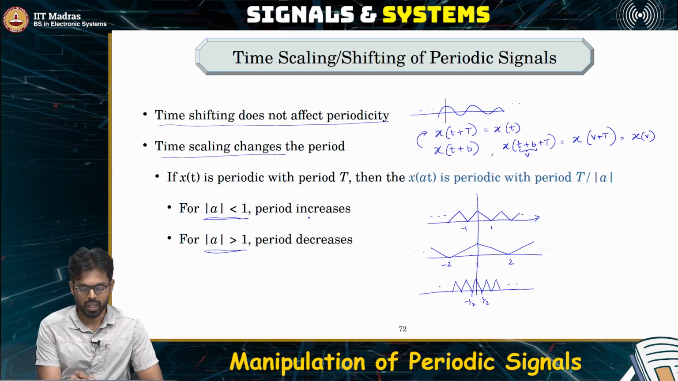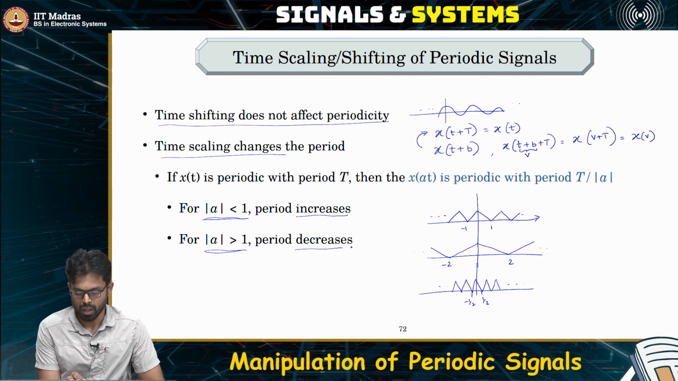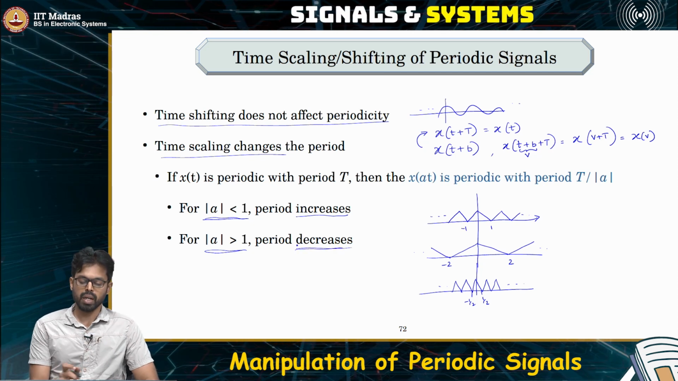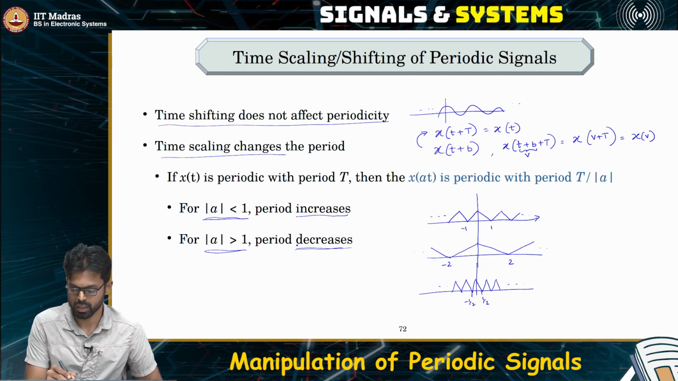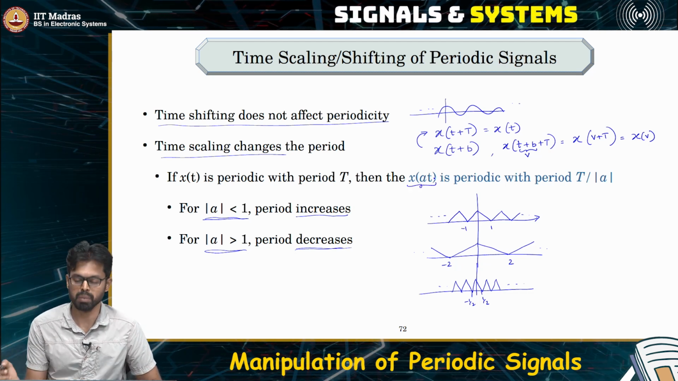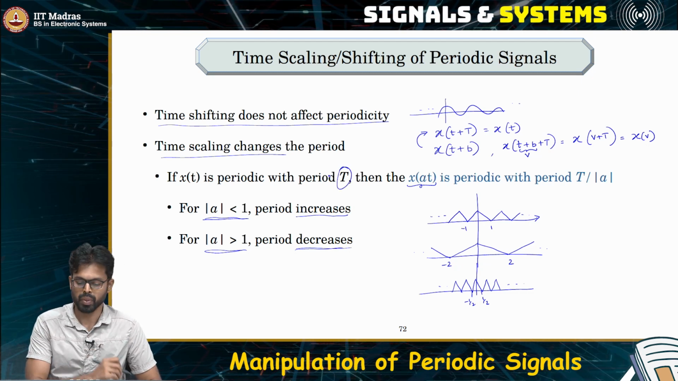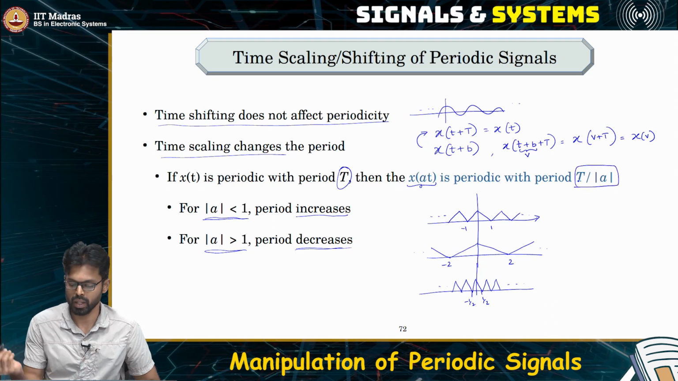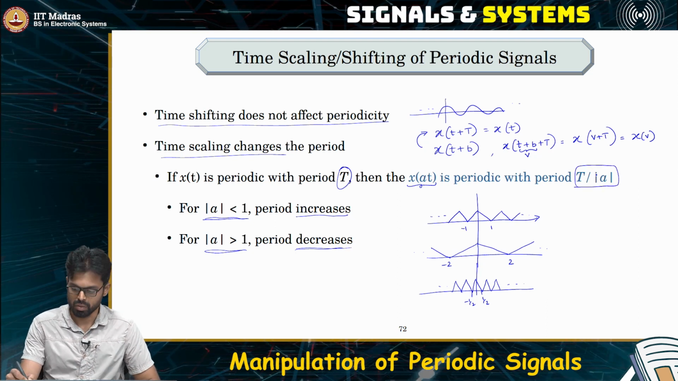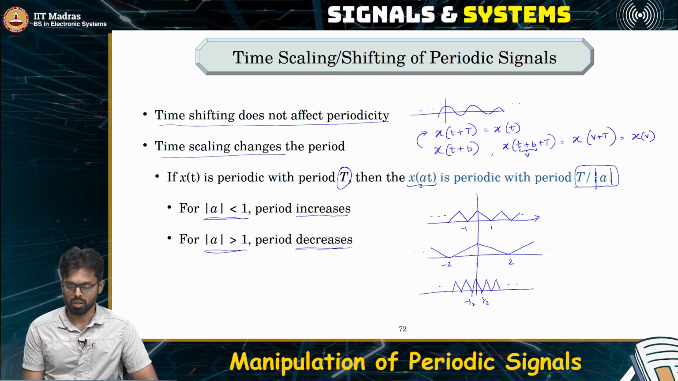So the corresponding period increases when the signal gets stretched, and when it is compressed, the corresponding period decreases. In other words, how do we mathematically say that? If x of t is our time scaled signal which has a period capital T, then the new period will be T divided by modulus of a, because it doesn't really matter if there is time reversal or not.